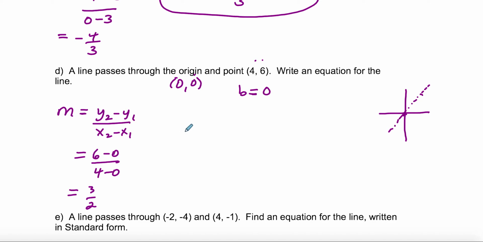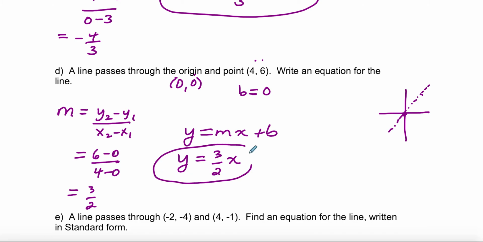So when we go to write our equation for this one, y equals mx plus b, we found our slope and we know the y-intercept is 0. So we can just go ahead and finish our equation right now. We could write plus 0, but usually we would just leave that as y equals 3 over 2x.